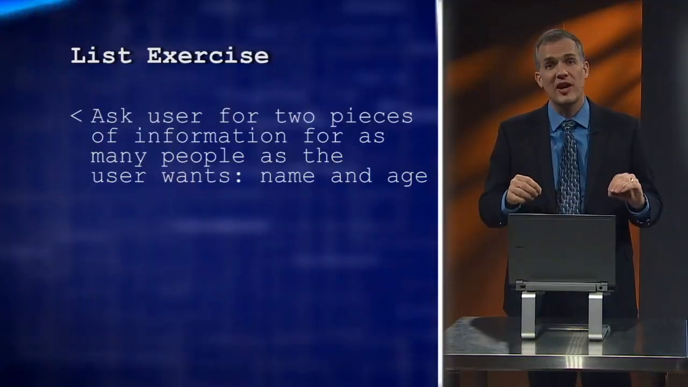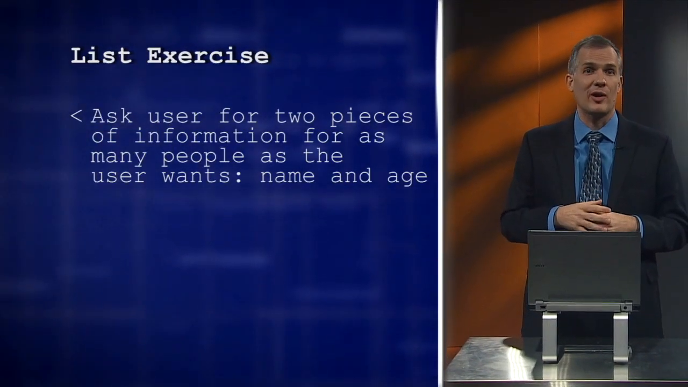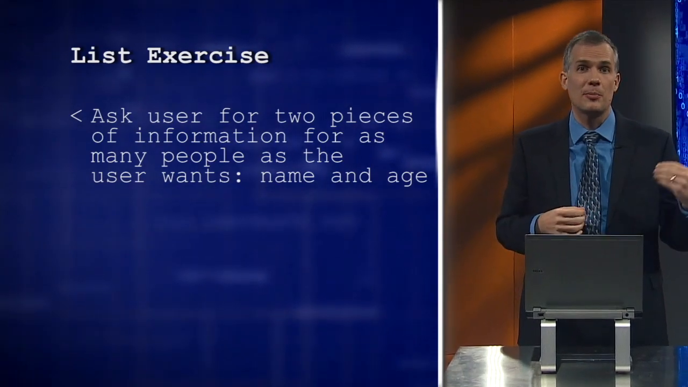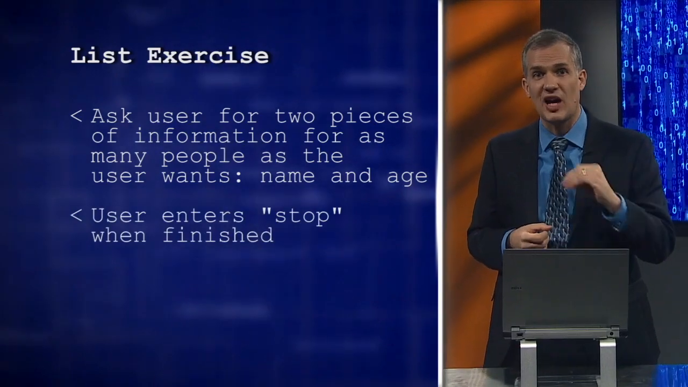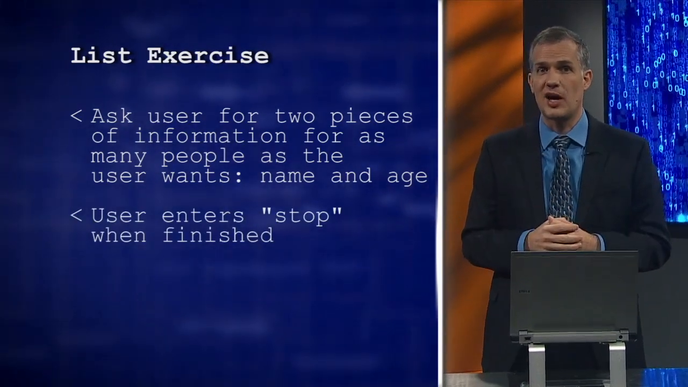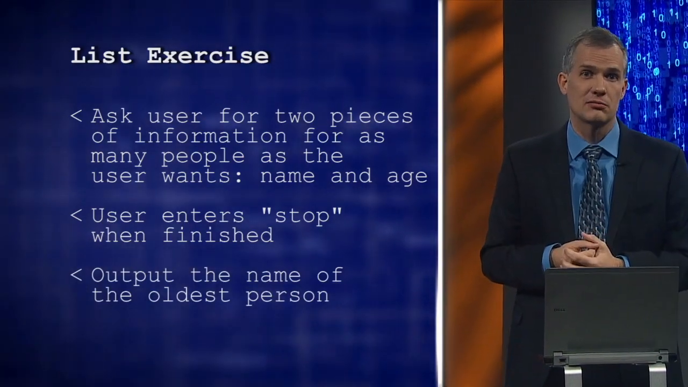Okay, here's an exercise you can try to get some practice using lists. Write a program that asks a user to type in 2 pieces of information about however many people they want, a person's name and then the person's age. And you can have them type stop for the name when they're ready to stop. Then, print out which person is oldest.